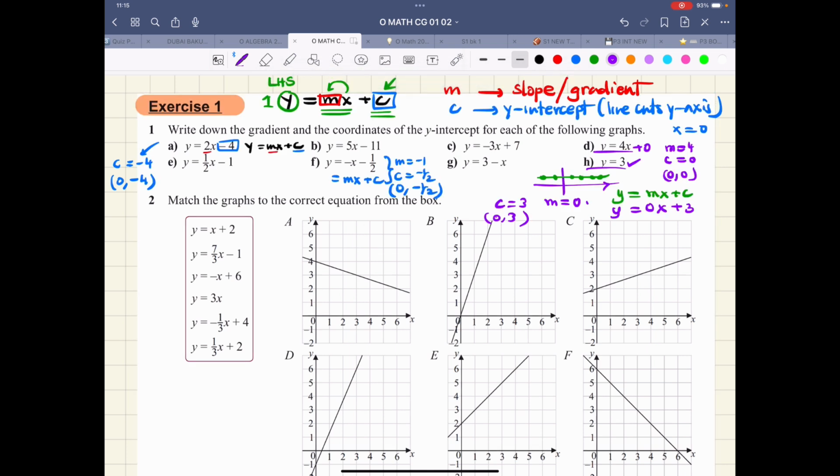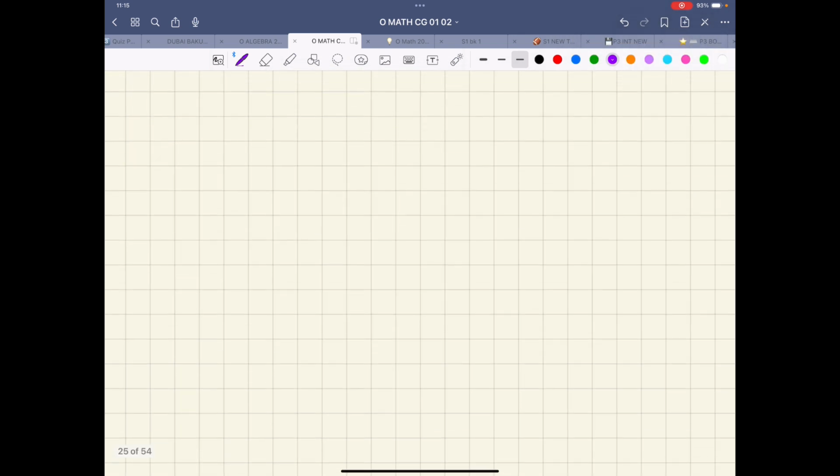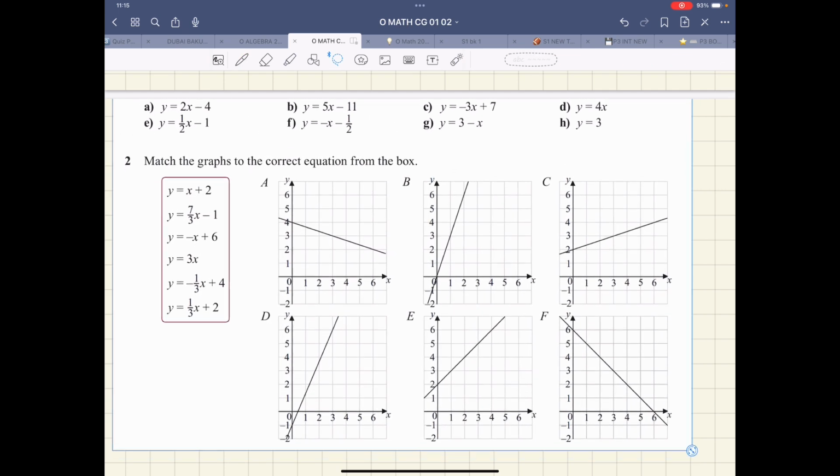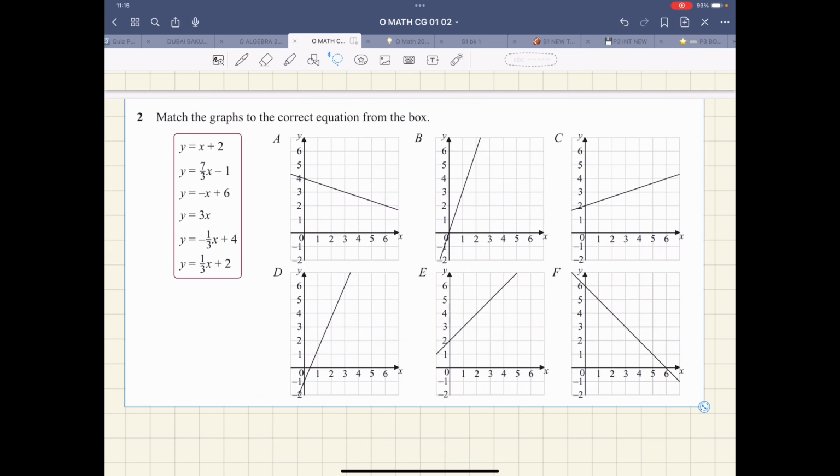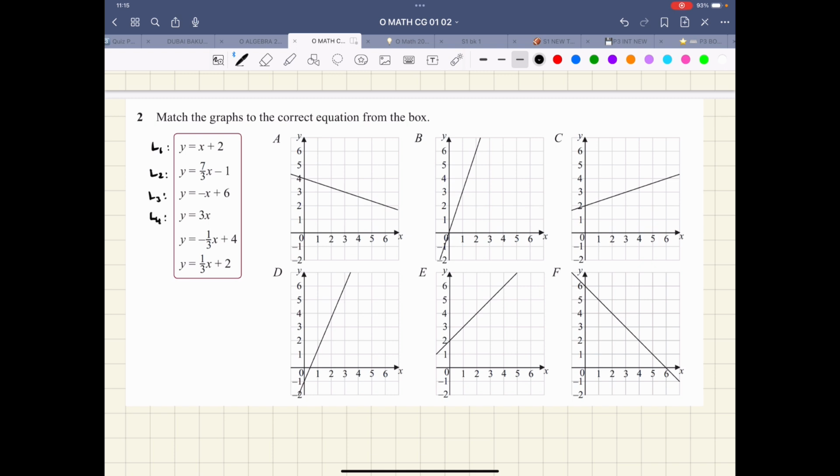Let me copy this and take it to the next page so that I can comfortably try out the next question. So let me just focus on this one. Now it says match the graphs to the correct equation from the box. Now there are 6 equations written over here. Let me label them. This is line 1, this is line 2, line 3, this is line 4, line 5, and this is line 6. There are 6 equations over here.